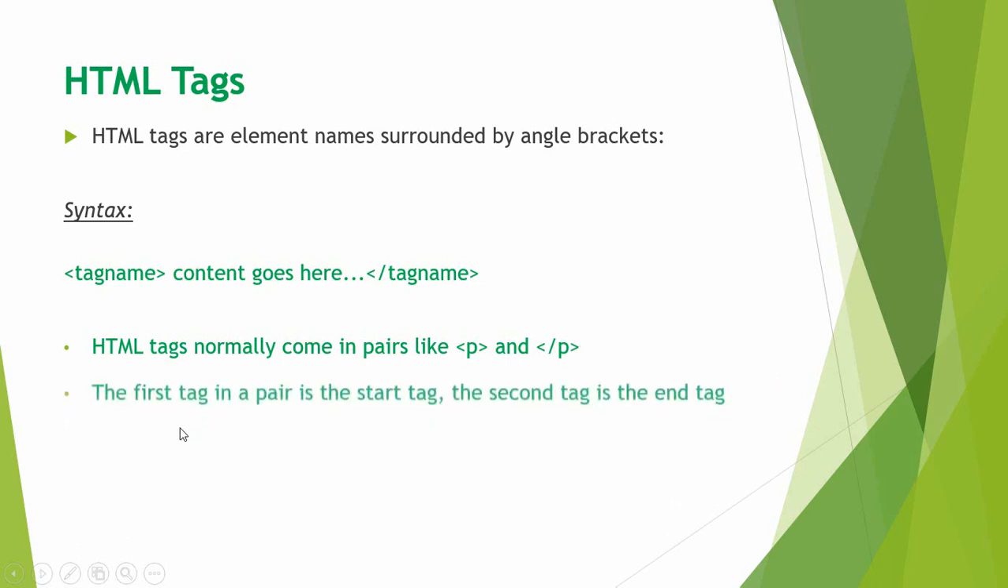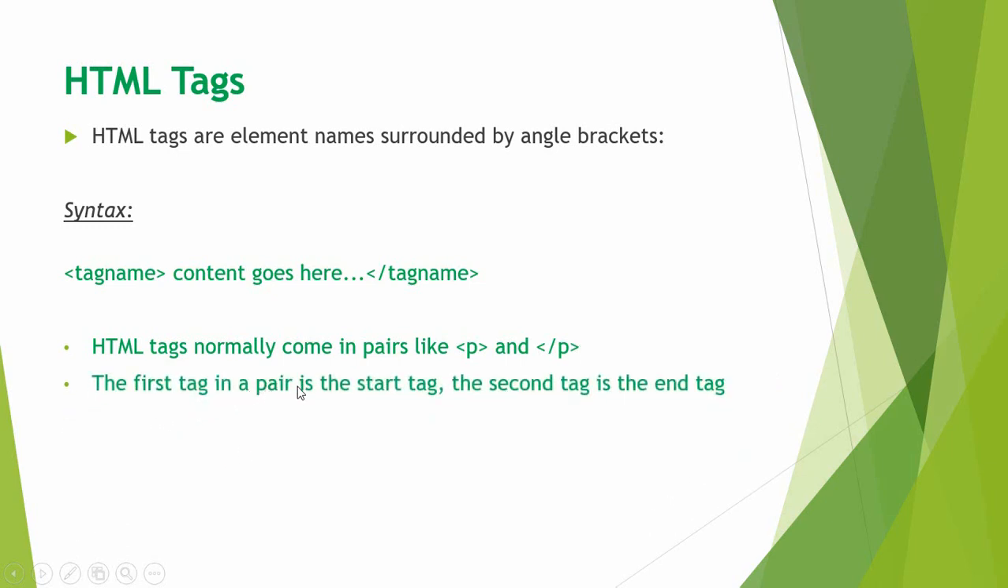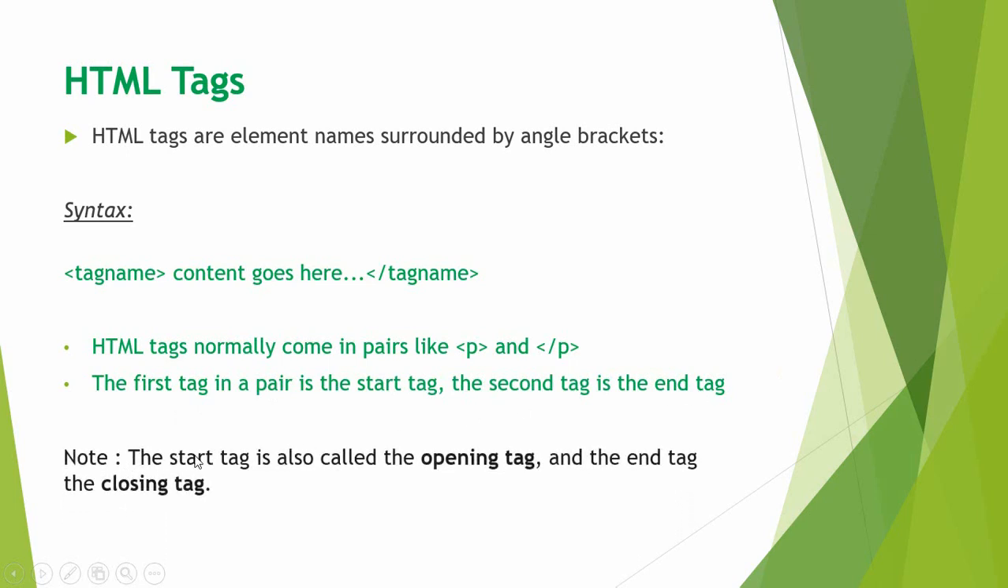Okay. The first tag in the pair is the start tag. The second tag is the end tag. The start tag is also called the opening tag and the end tag is the closing tag. So the structure of tags is like this. There is one opening tag, and at the same time there is one ending tag. The content is between those tags, so the tag specifies the nature of that content.